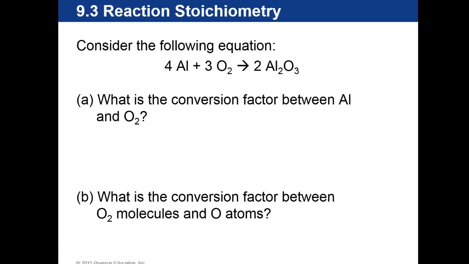Let's consider this equation. 4 aluminum plus 3 oxygen gives you 2 Al2O3. What is the conversion factor between aluminum and oxygen? And what is the conversion factor between O2 molecules and oxygen atoms? Pause here, use what you've just learned to see if you can come up with the correct answer, and hit play when you're ready to see the answer.